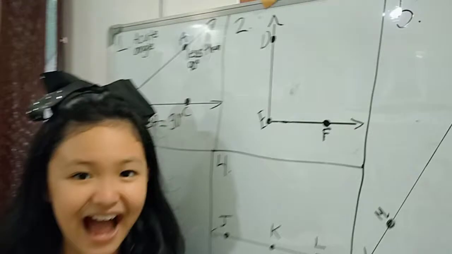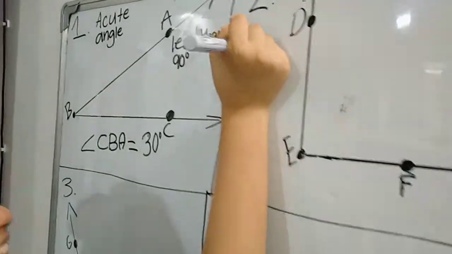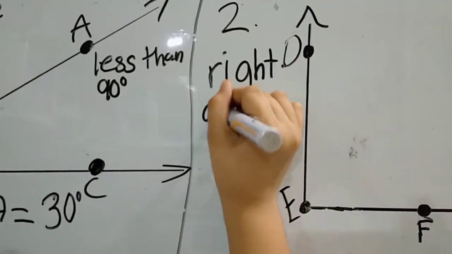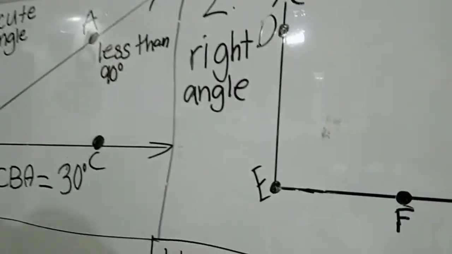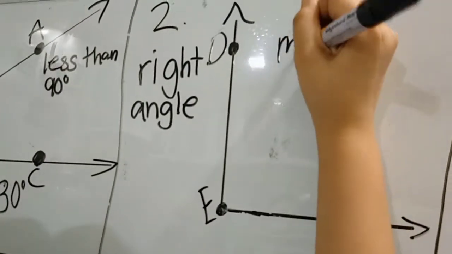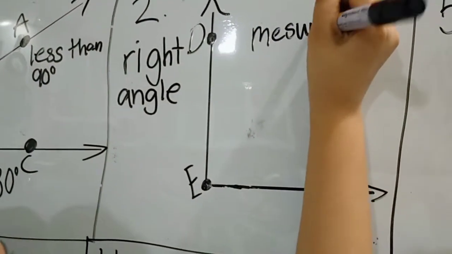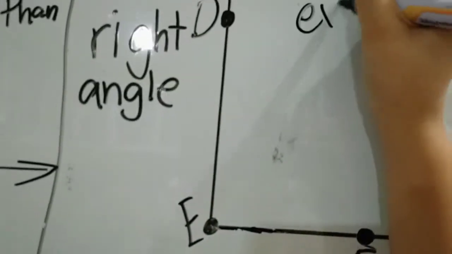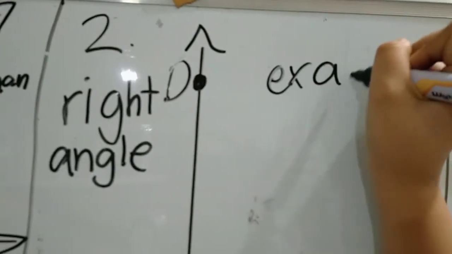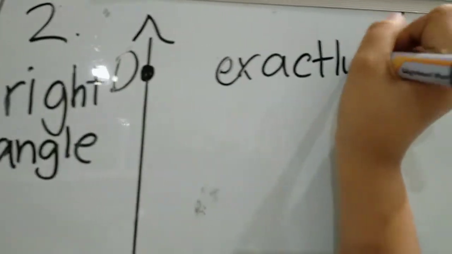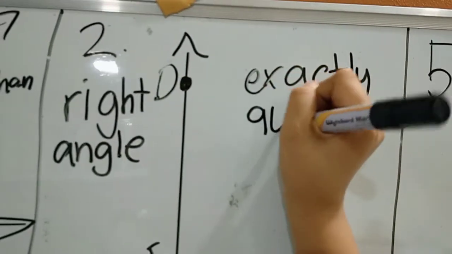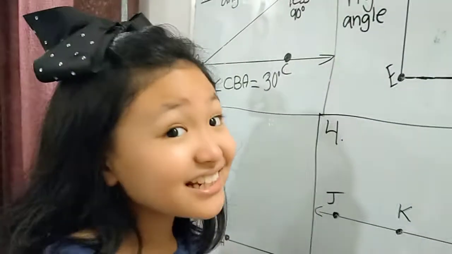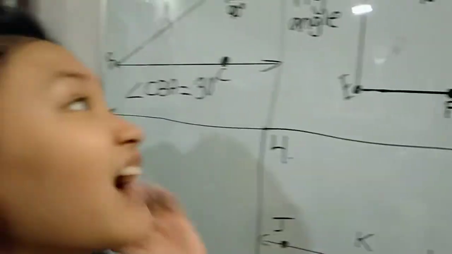Second type of angle, right angle. Right angles measure exactly 90 degrees. Let's see if this is really a right angle.